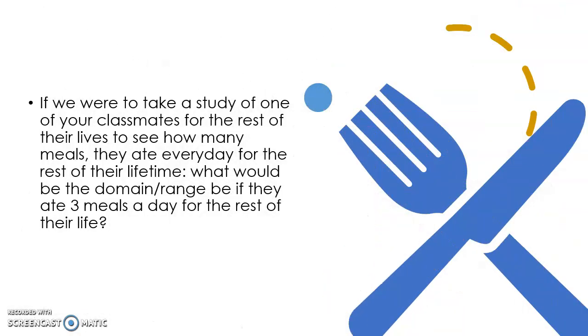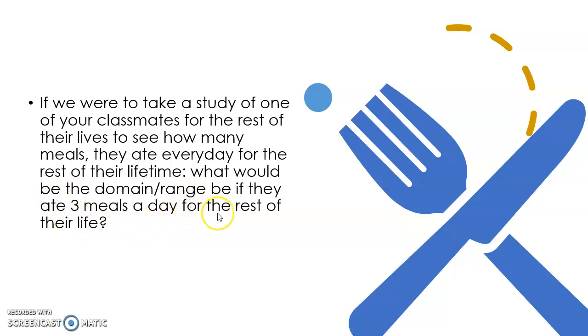The next example is if we were to take a study of one of your classmates for the rest of their life to see how many meals they ate every day for the rest of their lifetime. What would be the domain and range if they ate 3 meals a day for the rest of their life? So this is a linear equation because this is a constant increase, right? 3 meals a day.